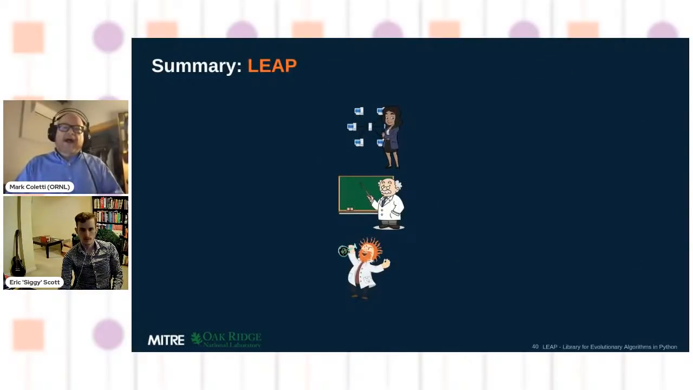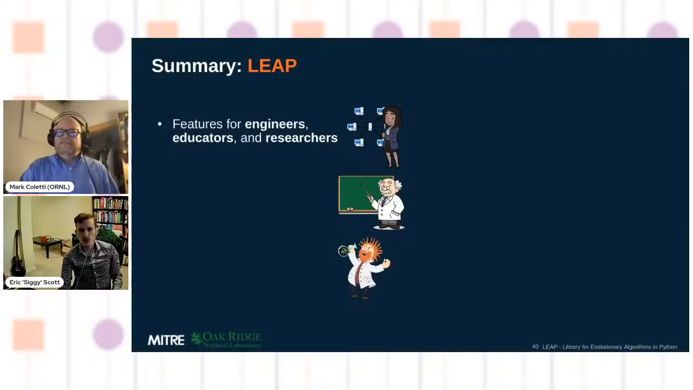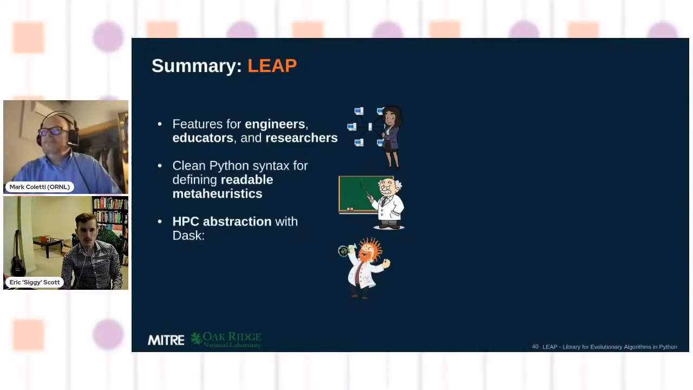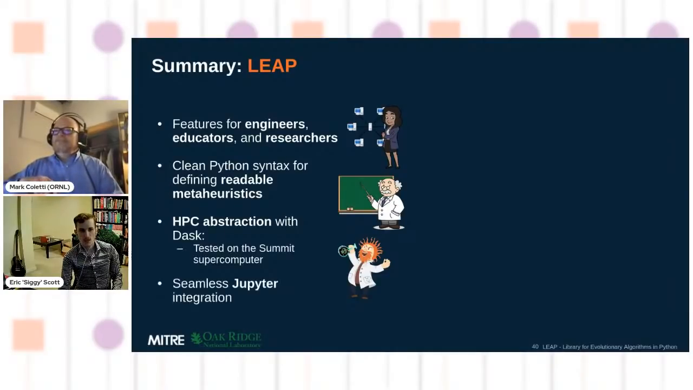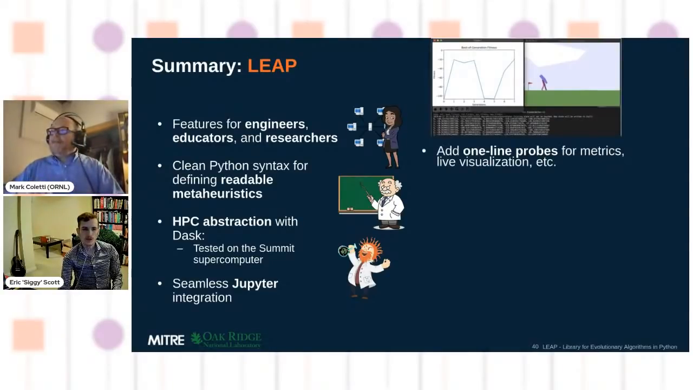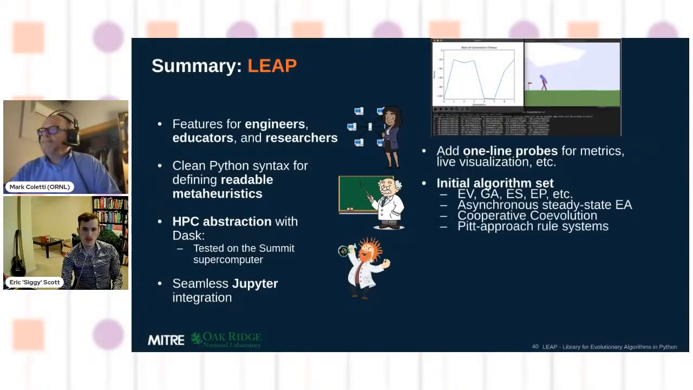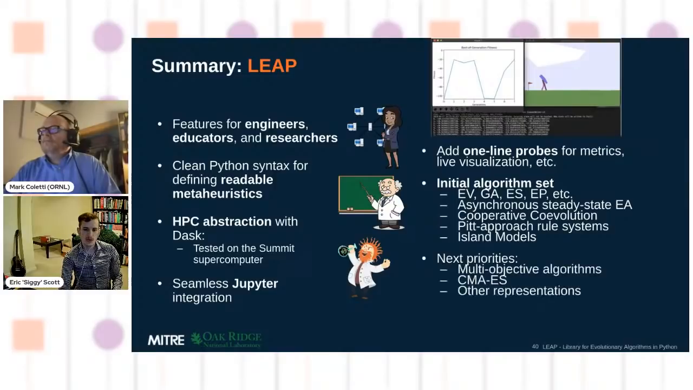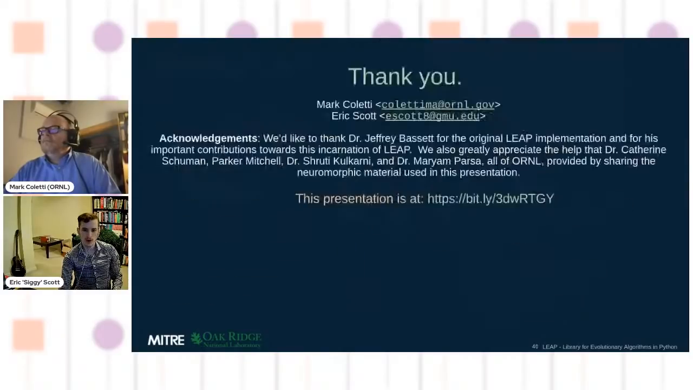Next. All right, so quick summary of everything that we've talked about today. We've talked about trying to build features into this framework that are useful to engineers, educators, and scientists. We've built a syntax that we think is really nice and orthogonally designed. We've focused on distributed resources as one of our early features. We've shown that we can hook this up to OpenAI Gym and do reinforcement learning style problems with evolutionary algorithms. And we have a number of initial algorithms implemented and a few that we're working on right now and making good progress on.